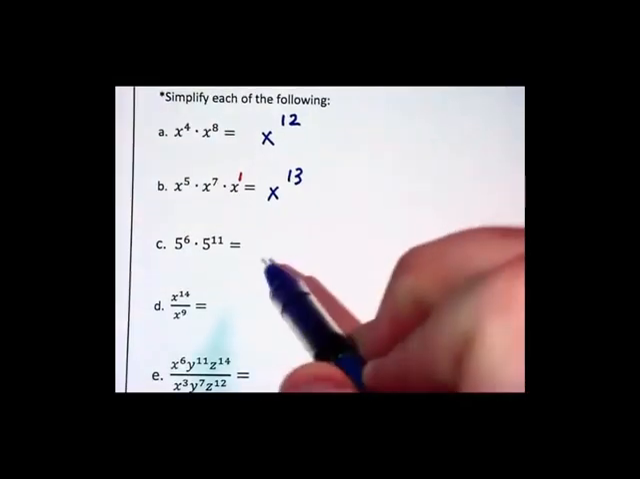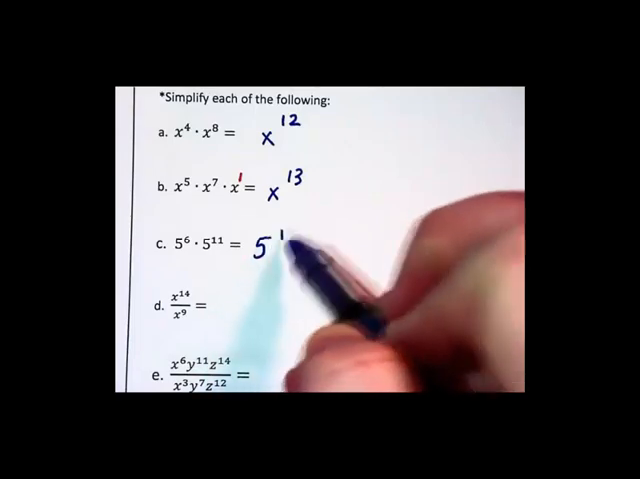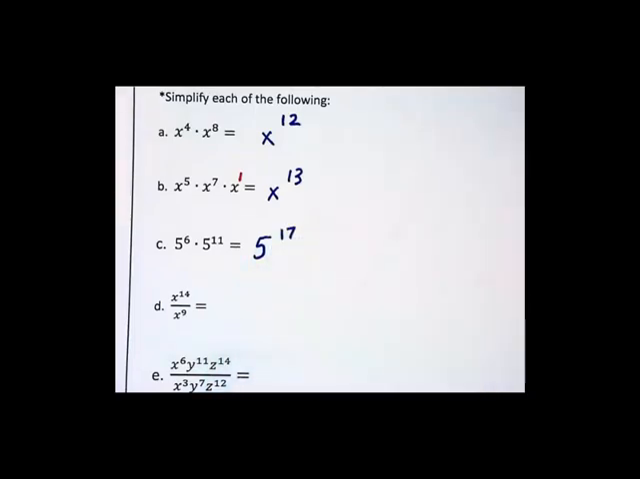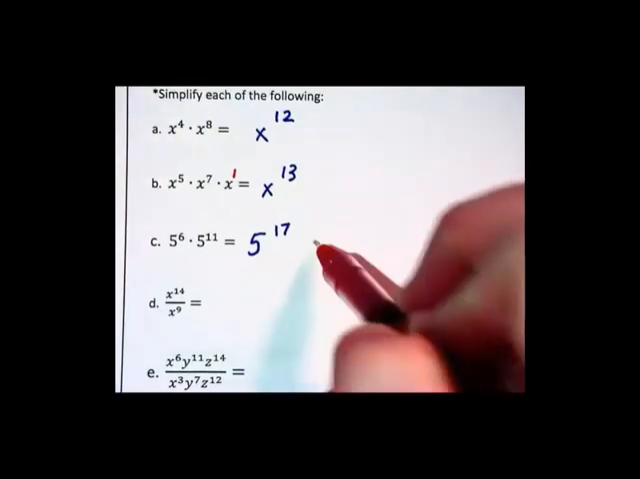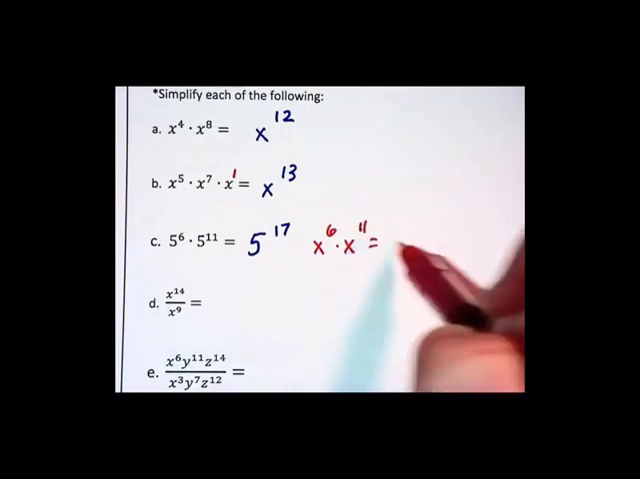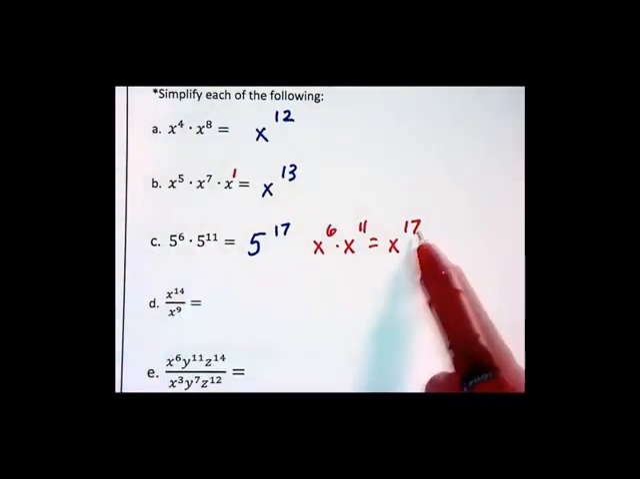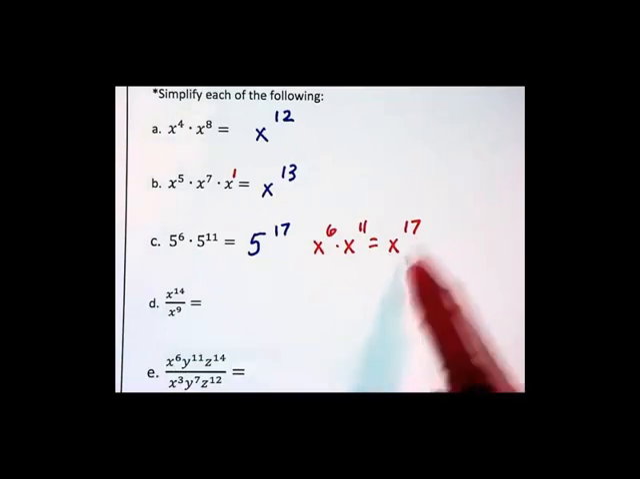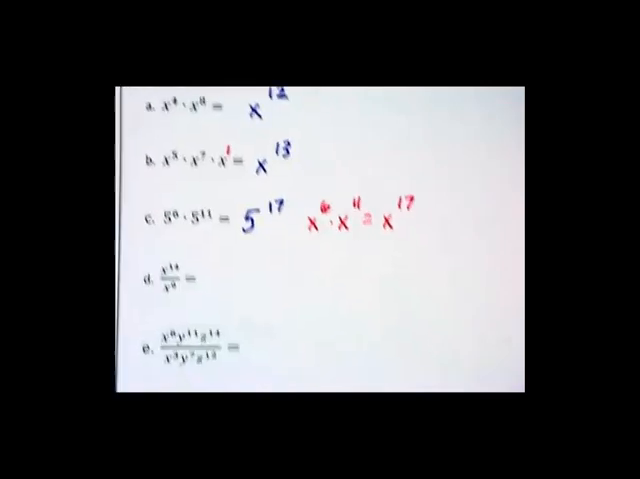In the next problem, it's very tempting to say 25, but it's just 5 to the 17th, not 25 to the 17th. And if you get confused on that one, let me show you. If it was x to the 6th times x to the 11th, you'd have no problem seeing that that would be x to the 17th. Well, instead of x's, you have a 5 here. The 17 just refers to how many x's are being multiplied together. Same thing here. This is how many 5s are being multiplied together.